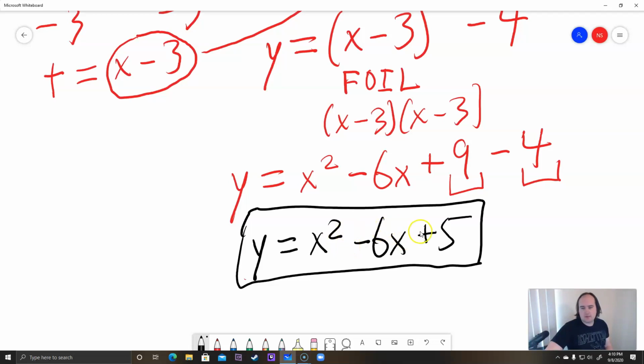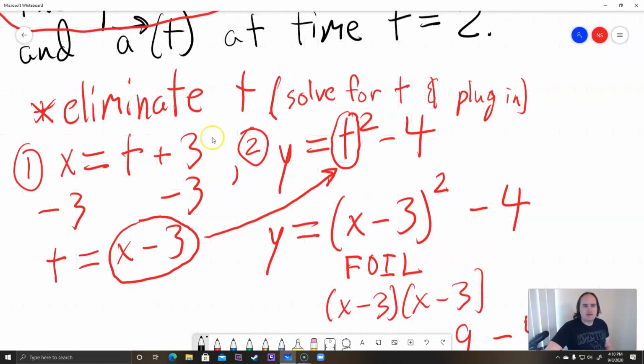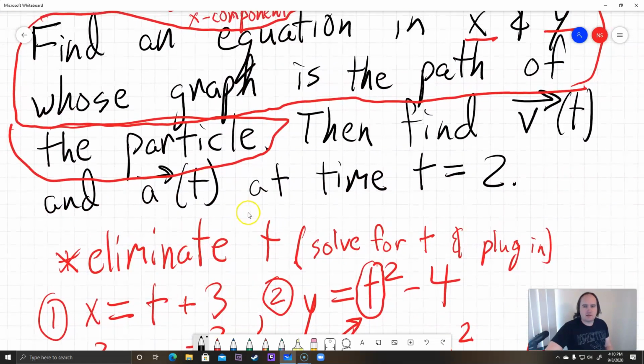Okay, this one's going to be a polynomial function. So it'll probably have a parabola type graph for this one. And then the other thing they want us to do in this problem is find the velocity v of t and the acceleration a of t at time t equals 2.